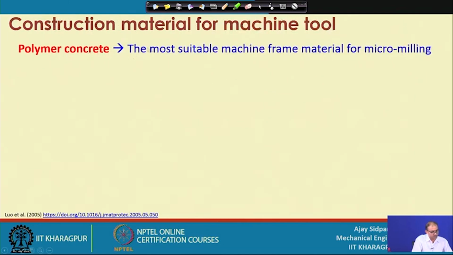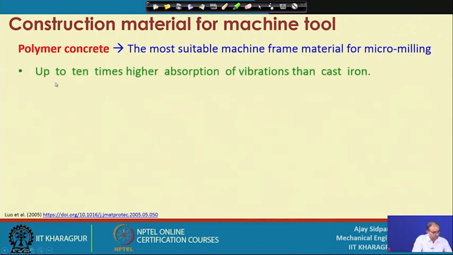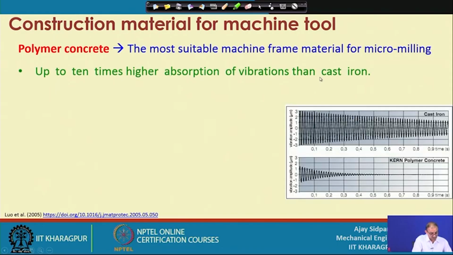So, polymer concrete is the most suitable machine frame material for the micro milling process. So, why is it so? Let us see this. It has up to 10 times higher absorption of vibration than the cast iron. This is one of the examples, the Kern machine. That machine we will see the demonstration sometime later.